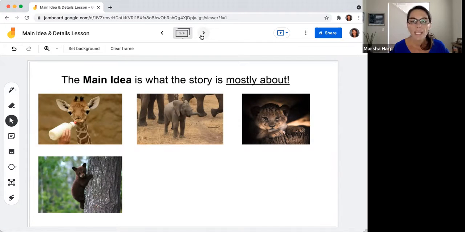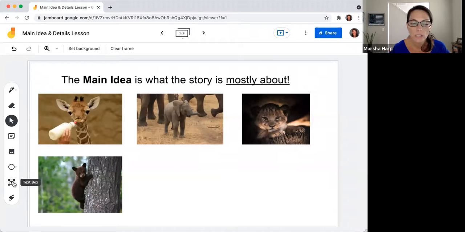Now, this is when you guys are going to be able to type in. So the main idea, look at this sentence. The main idea is what the story is mostly about. Okay, so it's what the story is mostly talking about. That's not so hard. So let's try to figure out, if we were writing a story, looking at these pictures, and these pictures were in our story, what would this story be about?